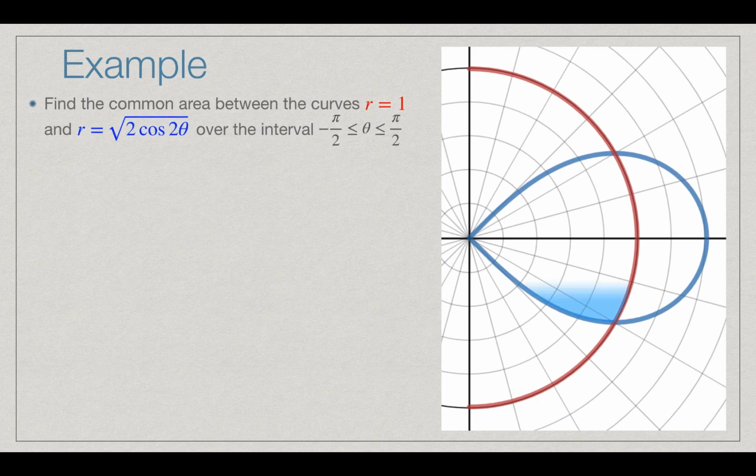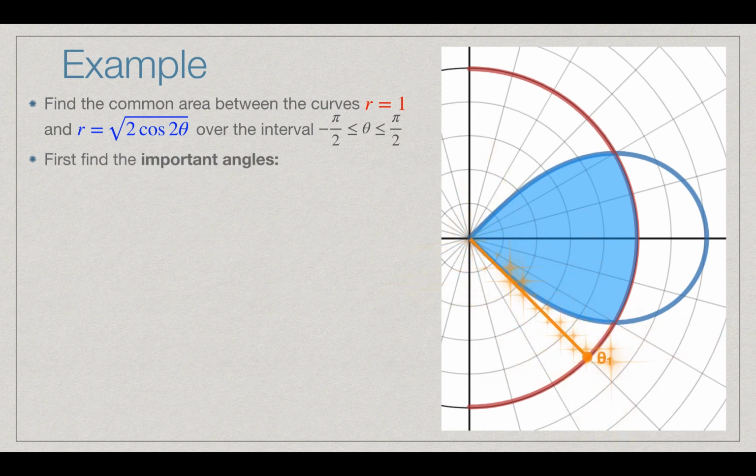I need to find the common area between the curves r equals 1, which is that red half circle, and r equals the square root of 2 cosine 2 theta. Both of those are going from negative pi over 2 to pi over 2. So those are the only thetas I need to consider. But remember, that's not necessarily where the area starts and stops. So let's find the important angles.